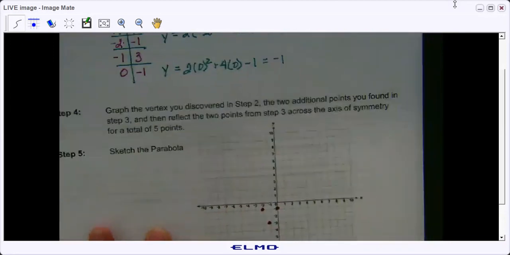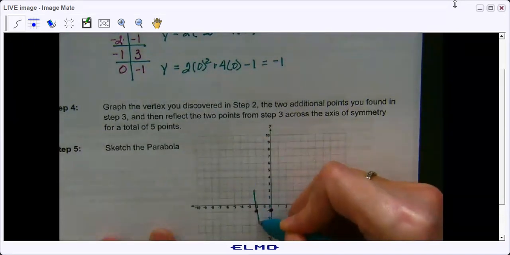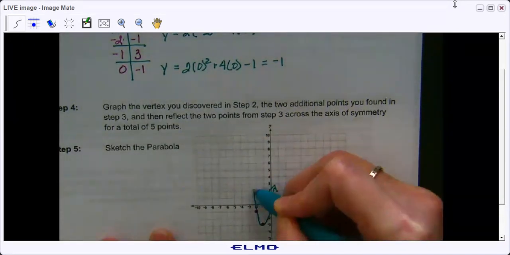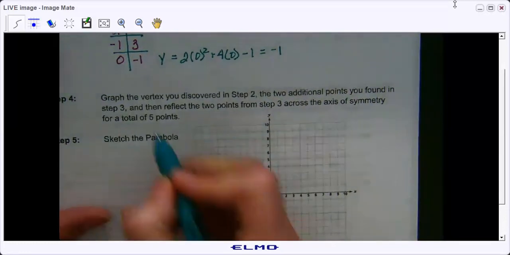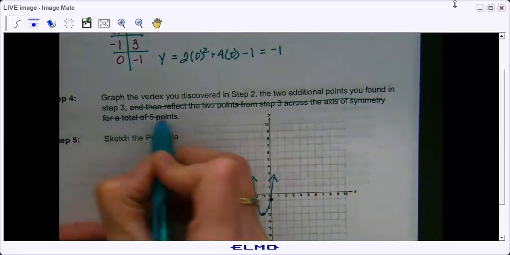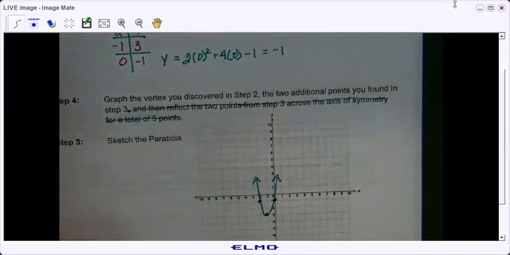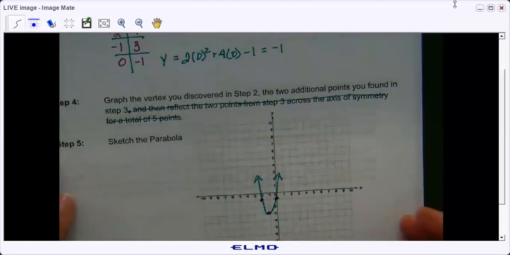Now remember, these are not V's. A lot of times that's why I choose 5 points, because when you choose 3 points, they look like V's. But just kind of make this a U shape. And this is what your parabola should look like. And then again, we're not going to reflect. We're not going to do this part on our system. Okay. Any questions? All right, let's go to the back.